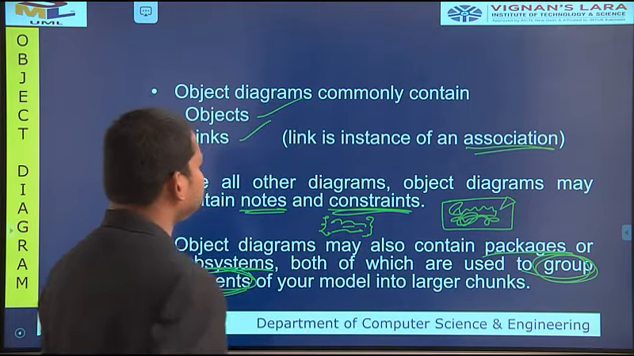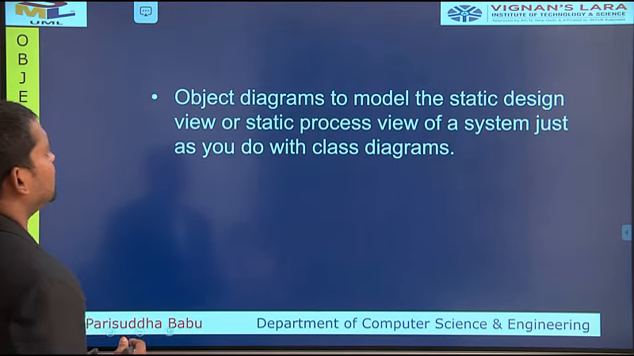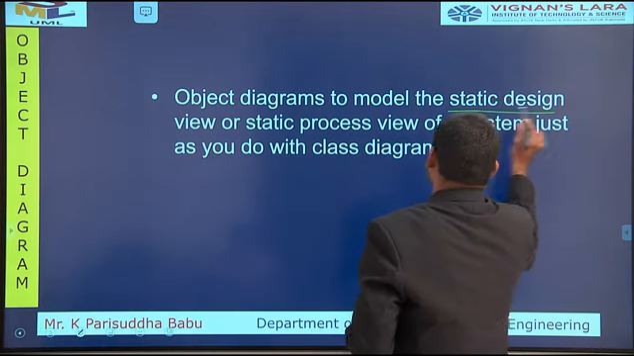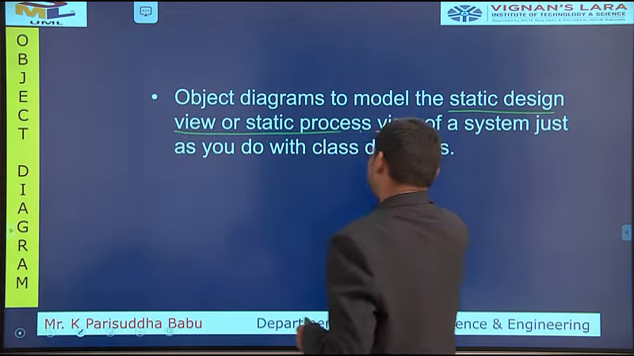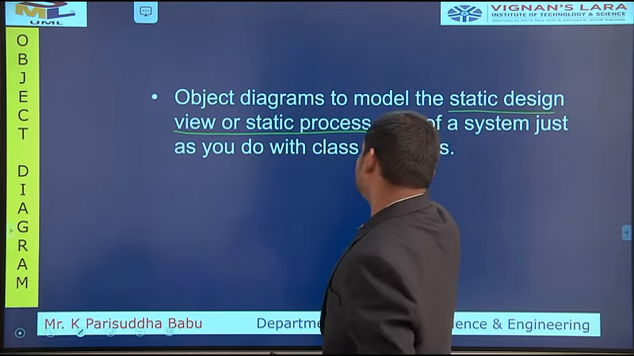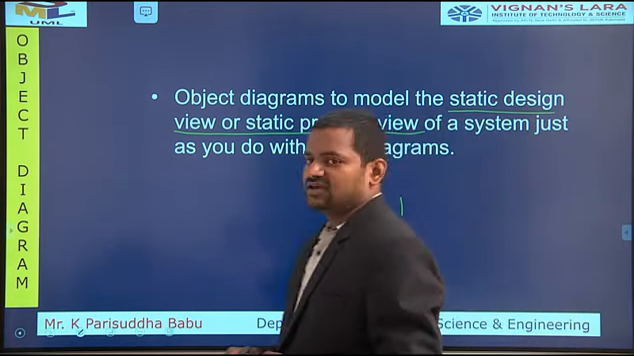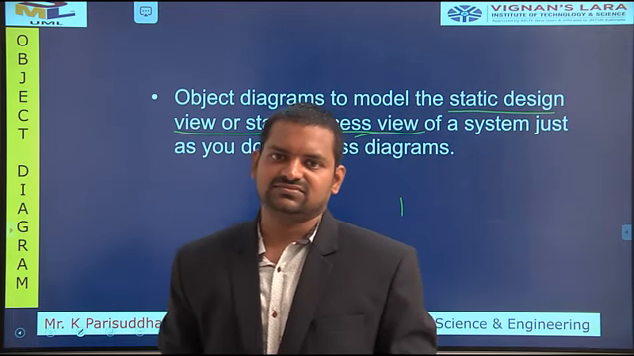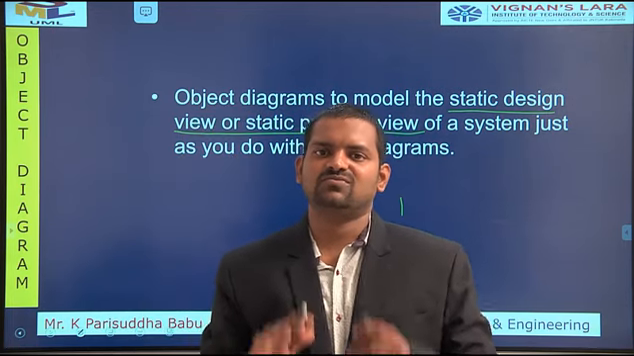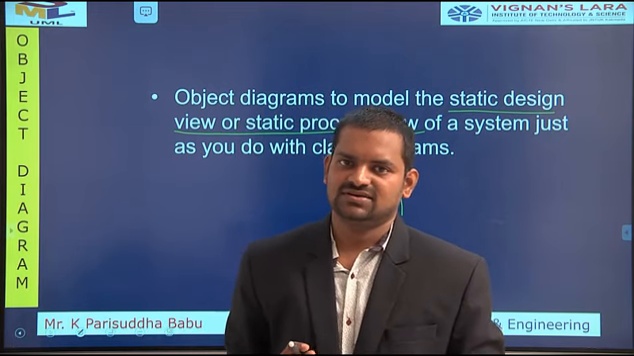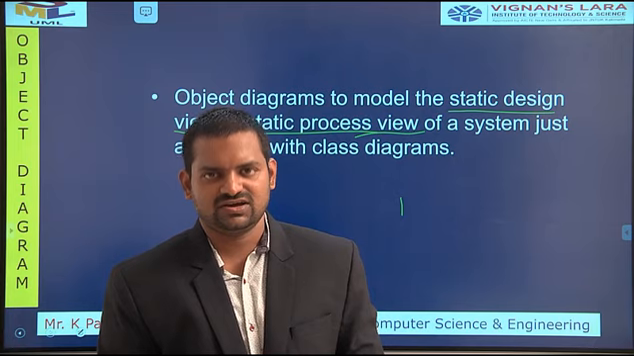Okay. Next, object diagram to model the static design view. Already I gave a brief view of the static design view, or the static process view of a system, as with a class diagram. Class diagram and object diagram both belong to static diagrams. Component diagram and deployment diagram also.